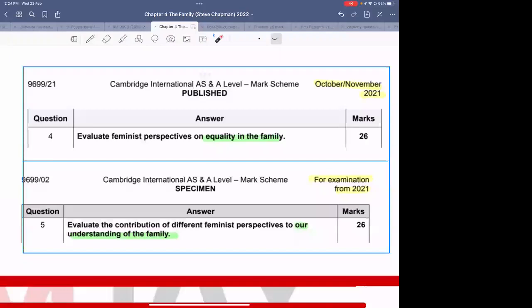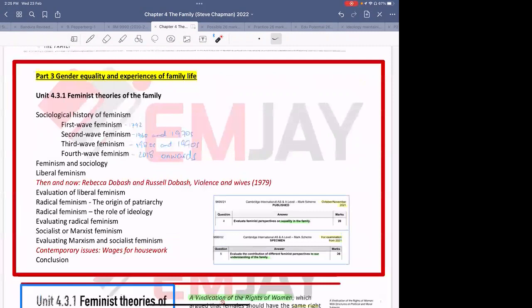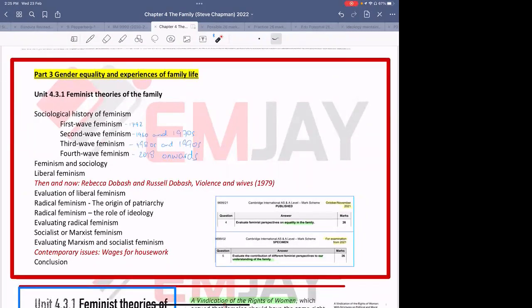Looking a step ahead, this topic is divided into different parts. We talk about the sociological history of feminism. The second wave of feminism initiated in the 1960s and went to about the 1980s. The third wave of feminism initiated in the 1980s and went to about the 1990s. And the fourth wave of feminism initiated in 2018, and this is also referred to as the digital form of feminism. So in order to understand the sociological history of feminism, we're dividing feminism into 4 different eras.